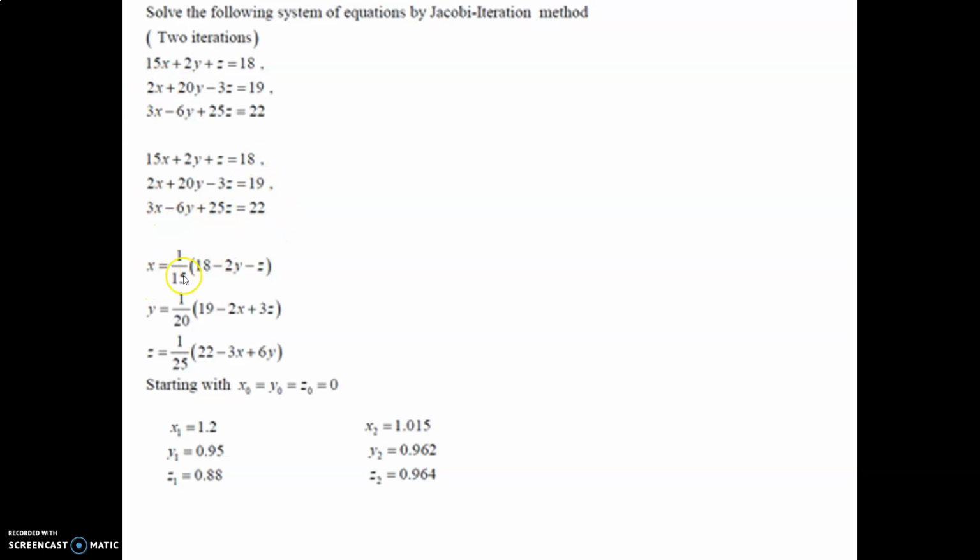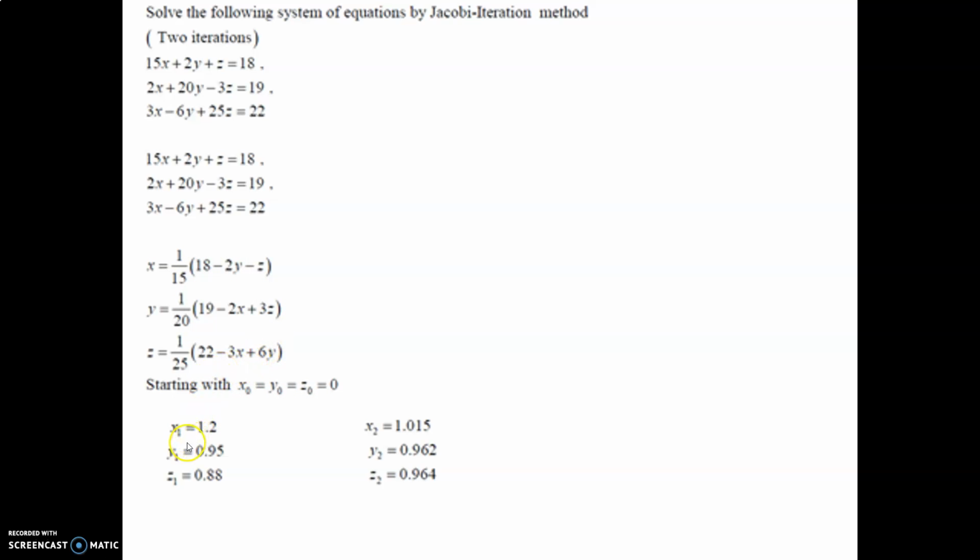x is equal to, we have to convert the first equation: 1 upon 15 (18 minus 2y minus z). y is equal to 1 upon 20 (19 minus 2x plus 3z). z is equal to 1 upon 25 (22 minus 3x plus 6y). We consider x0, y0, z0 equal to 0.